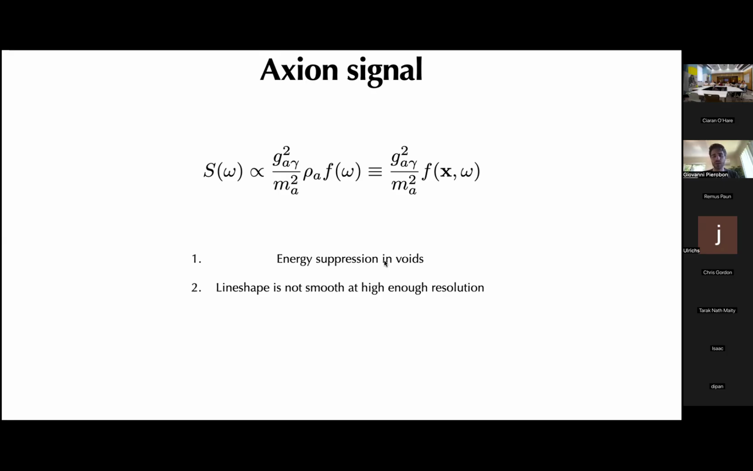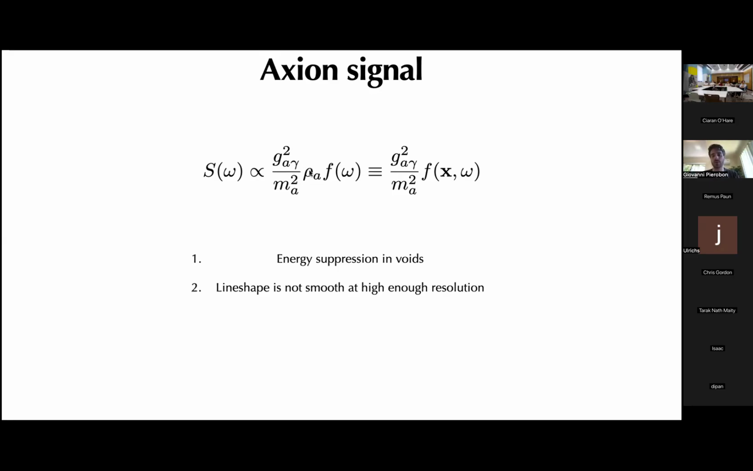I touched upon both of these two issues because, for the local value of energy density, we estimated that if we are in one of these voids, you would have an energy suppression, so your signal will be suppressed and your constraint goes bad. Because every coupling that you're actually constraining is for a certain value of rho.